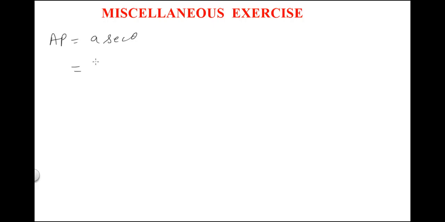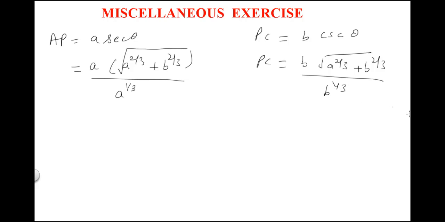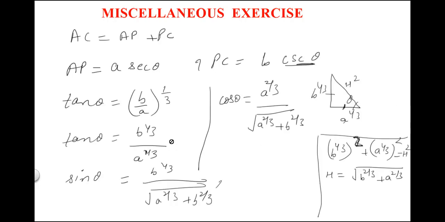After taking the reciprocal, the value of cos theta gives us a multiplied with the square root of a to the power 2 by 3 plus b to the power 2 by 3, divided by a to the power 1 by 3. Now PC will be b cosecant theta. So PC is written as b times the square root of a to the power 2 by 3 plus b to the power 2 by 3, divided by b to the power 1 by 3. Just see carefully, these were the only values, so we have taken the reciprocal of them.